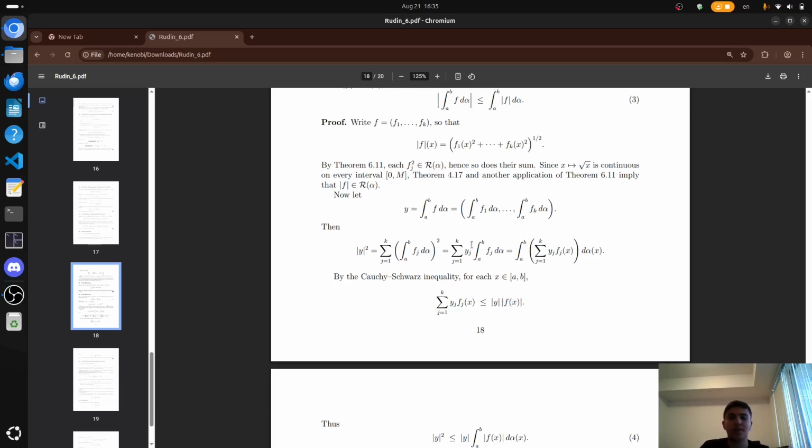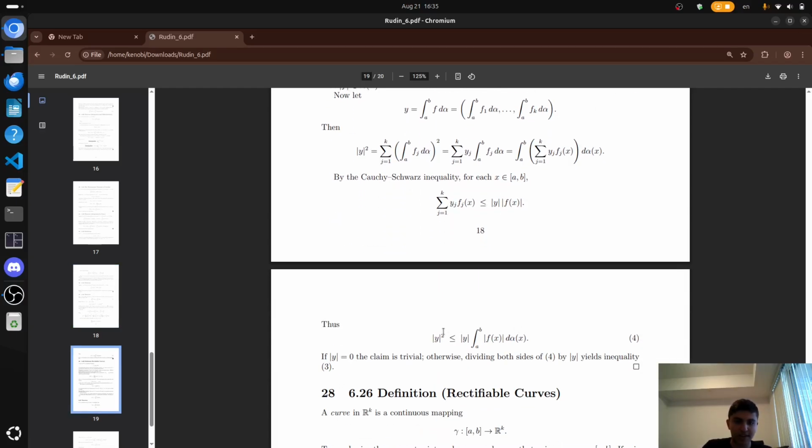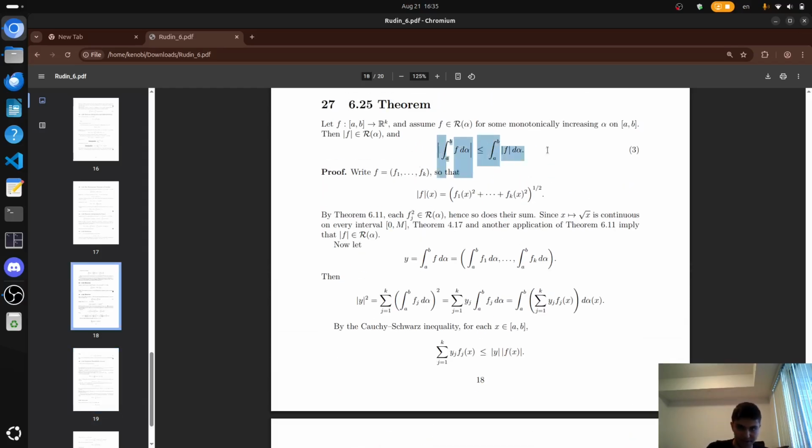So this is going to be less than or equal to the absolute value of y times the absolute value of f(x). And so we're going to get that the absolute value of y squared is less than or equal to the absolute value of y times the integral from a to b of the absolute value of f(x) d alpha(x). Divide the absolute value of y on both sides, and you're going to get the inequality, which is this.